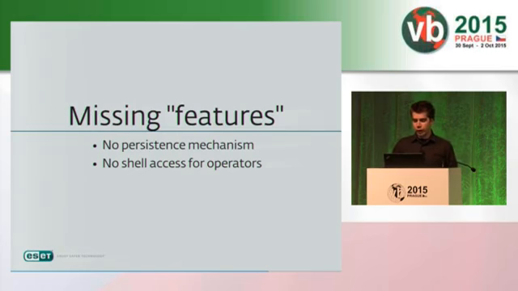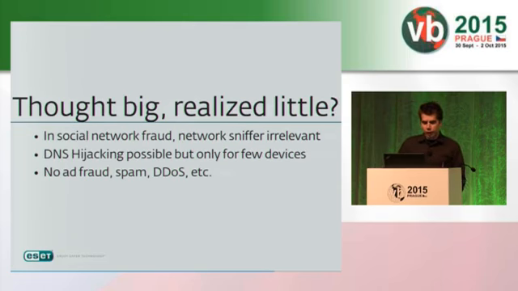Some missing features are really strange. No persistence mechanism at all. No shell access for the operator. So this is again something that we're not used to seeing, but since they had access to the router already through weak or default credentials, they can still investigate anyway if it's publicly accessible. So it's not a big deal, I guess.